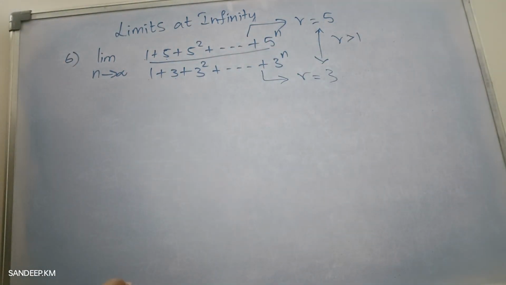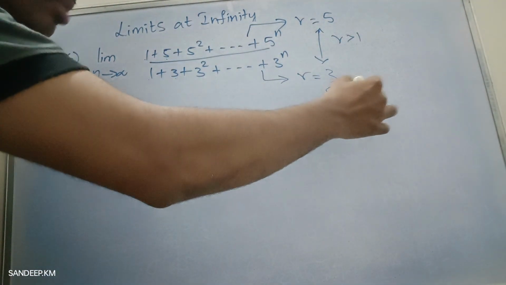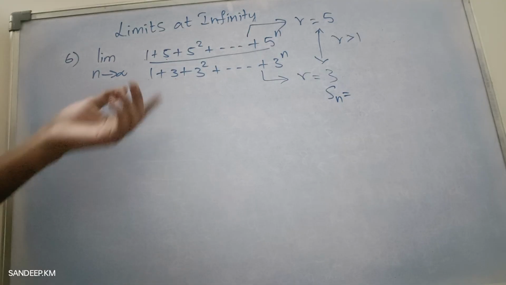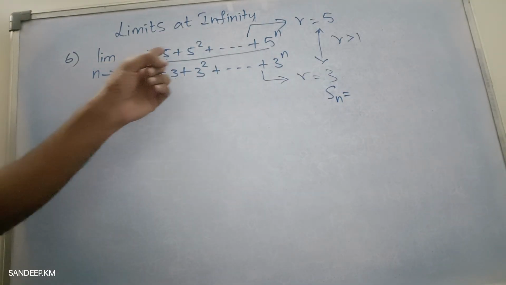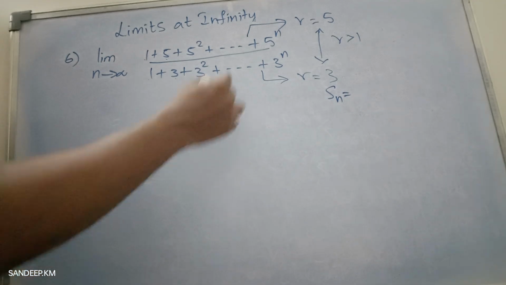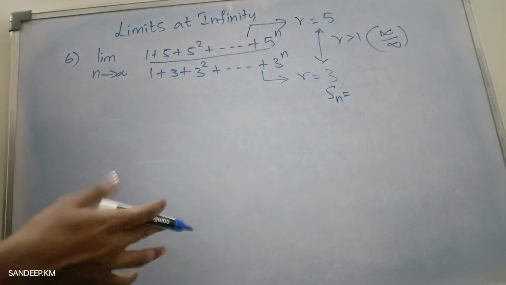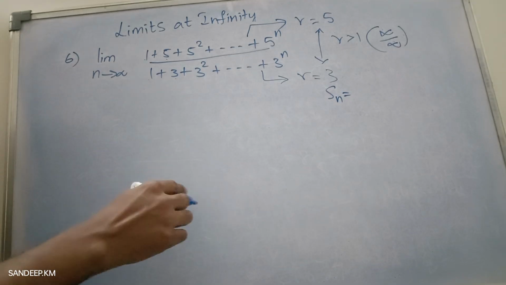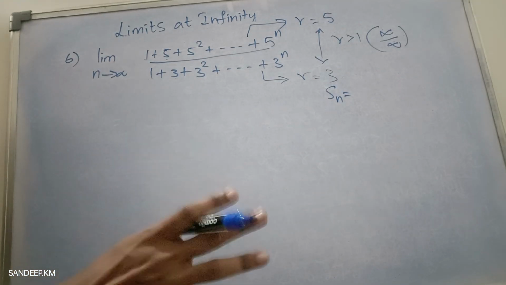So what is the sum of n terms? First of all, sum of n terms is equal to, if you want to write, you can write infinity. The numerator is what? Infinity, divided by denominator is also what? Infinity. So you are actually getting what model? Infinity by infinity model. That does not mean that I will write the answer as infinity by infinity, na? Let us see what is the answer.